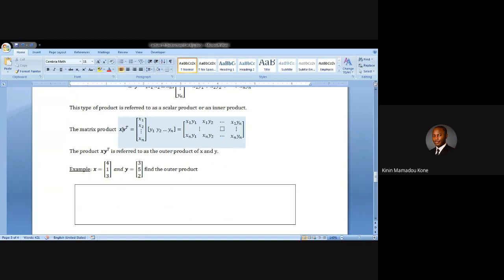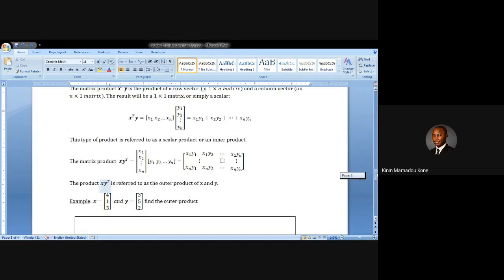The matrix product x times y transpose equals the column vector x multiplied by the column vector y transpose. So we obtain a row vector, and that's going to give us a matrix. So the product x times y transpose, as you can see, the transpose is outside, is referred to as the outer product of x and y. For the inner product, the transpose is inside like this, and for the outer product, the transpose is outside.